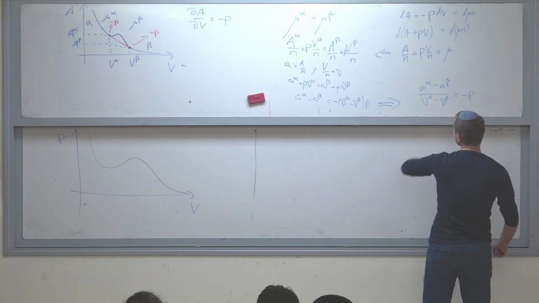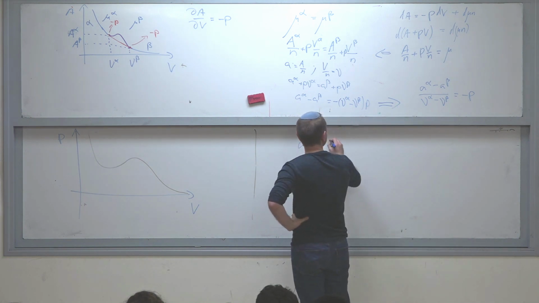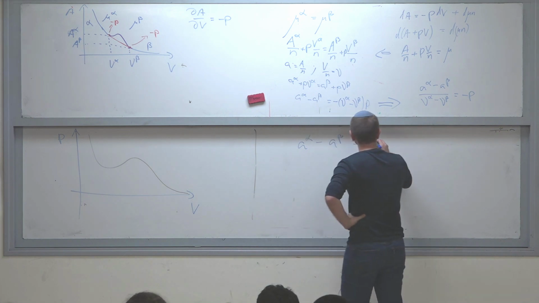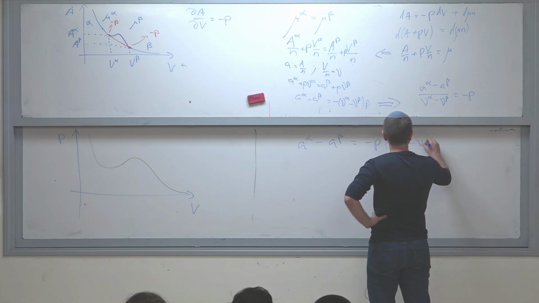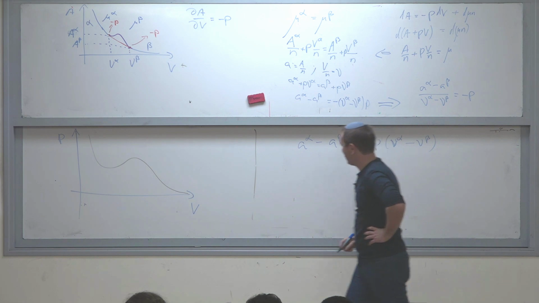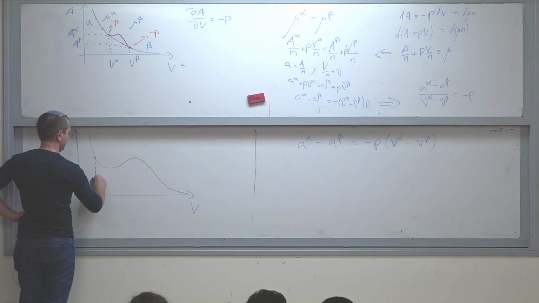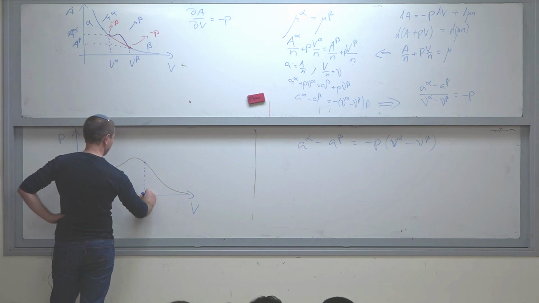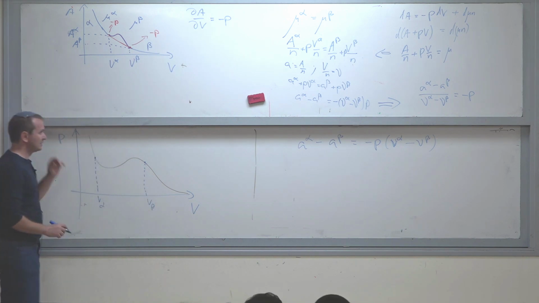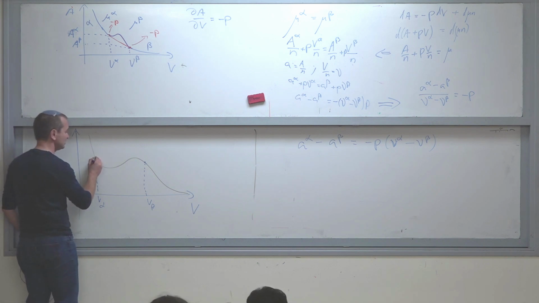So what exactly am I going to do? Look at this equation over here. This equation states that A alpha minus A beta equals minus P multiplied by V alpha minus V beta. Doesn't matter. Okay? What it says is that I have V alpha over here. I have V beta over here. I have some pressure that I don't really know what it is.